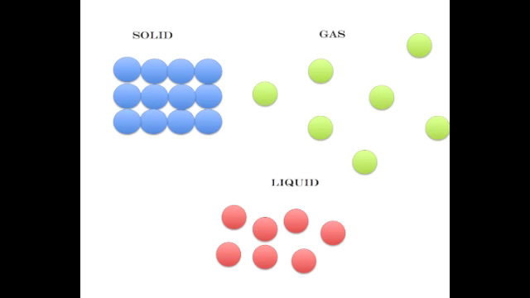Representation of solids, liquids and gases. As you can see, the blue circles represent a solid. They have a rigid structure and the particles are tightly bonded and are strongly attracted to each other.